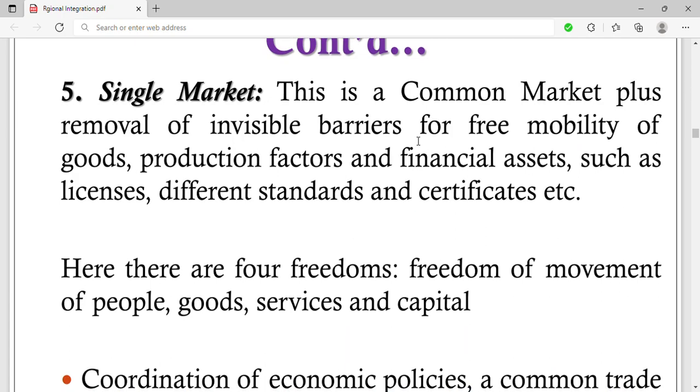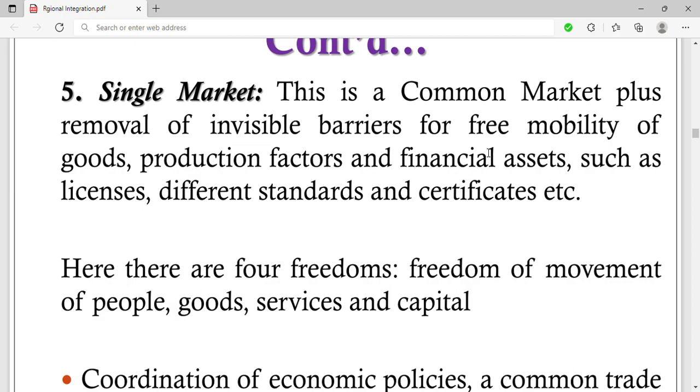This is a common market plus. It's a continuation of common market. It involves removal of invisible barriers for free mobility of goods, production factors, and financial assets such as licenses, different standards, and certificates. So they remove the invisible barriers to trade too in the single market, whereby there is free mobility of goods, production factors, financial assets such as licenses.